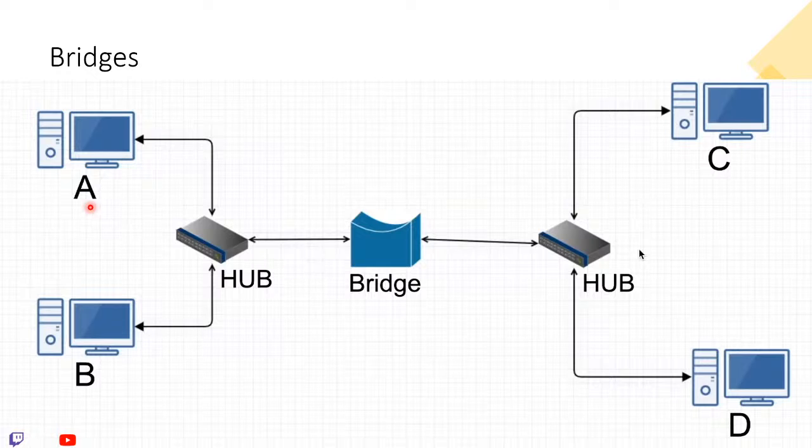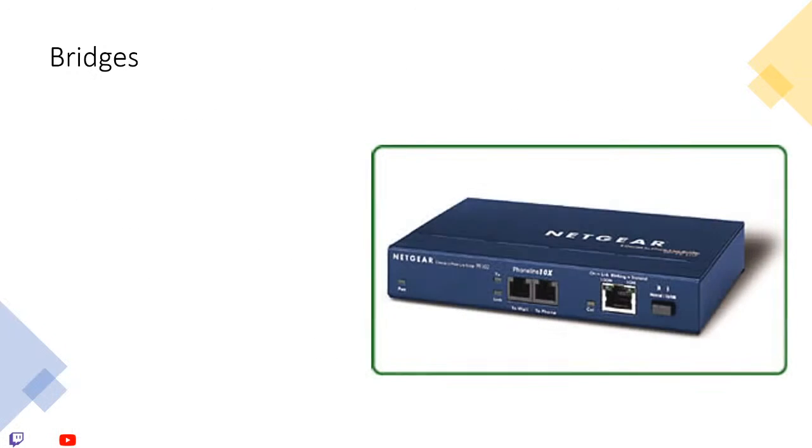So like this is the hub. Okay, the hub connects the two systems using the Ethernet straight-through cables. So those two hubs are connected using the bridge. So next, this is the example of a bridge.